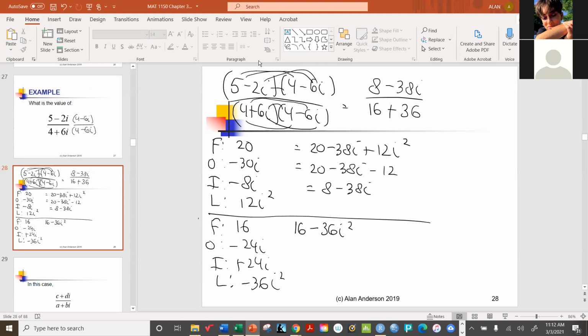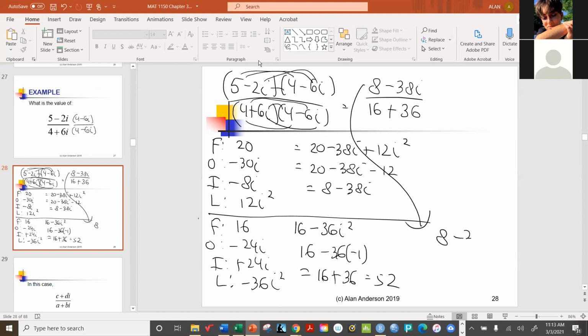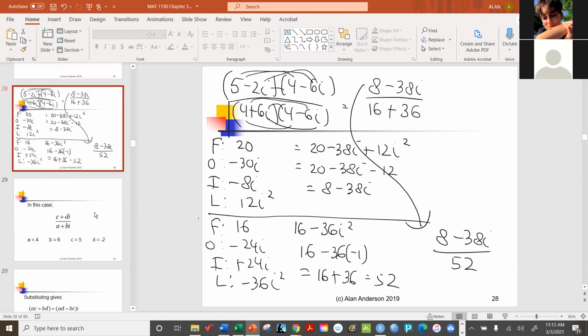So yeah, because look what we have here. 16. Yes, that next one looks good. 16 minus 36 times minus 1. 16 plus 36 equals 52. So we should end up with 8 minus 38i over 52. And you can divide all of these. No, I don't think so. 8 minus 38i over 52.